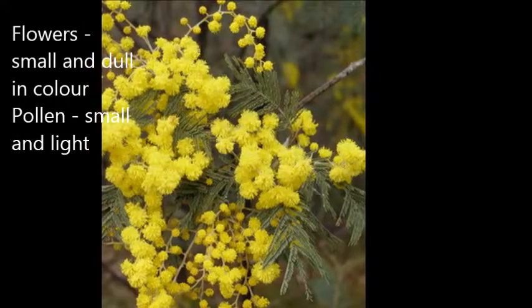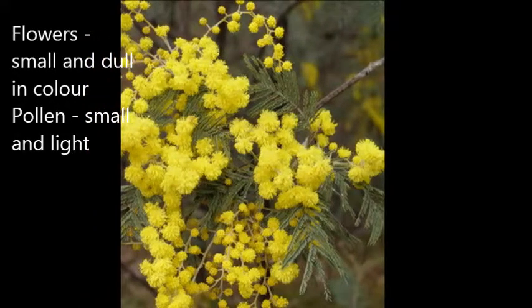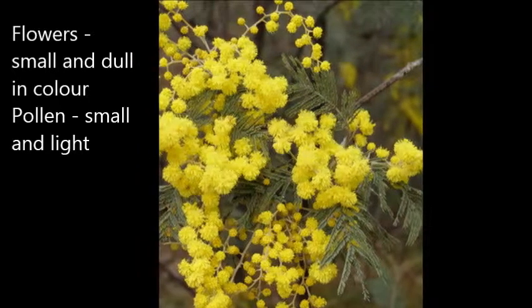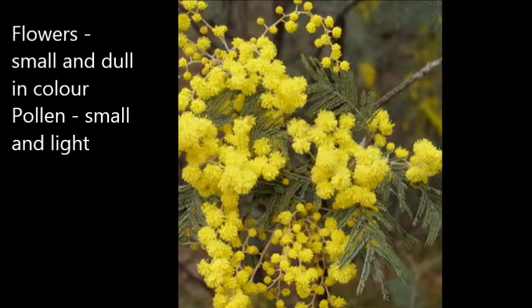Wattle is an example. Flowers must be small and usually dull in colour, and the stigma must jut out from the flower. The pollen of these flowers is usually small and light.